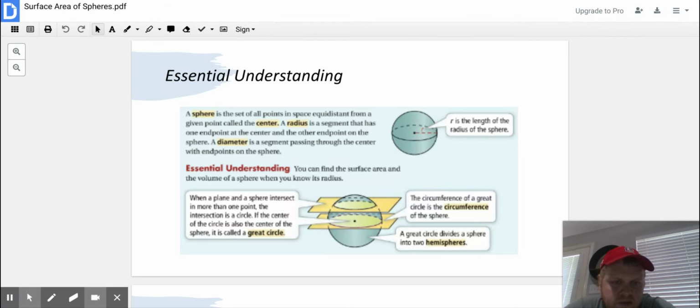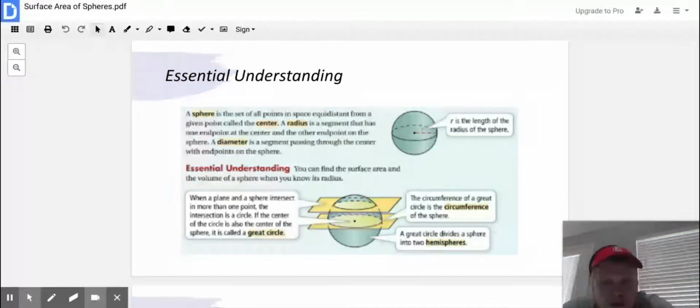So again, this is a great visual that we can see here. As we can tell, that dot in the middle of that sphere right there is our center. And then when it goes from the center to the side, that is our radius. And then the diameter would go from one endpoint to the other endpoint when it crosses through the center. Okay. You can find the surface area and the volume of a sphere when you know its radius. Again, we're not going to cover volume. We're just going to stick to surface area today.